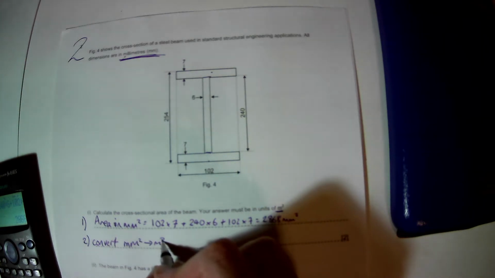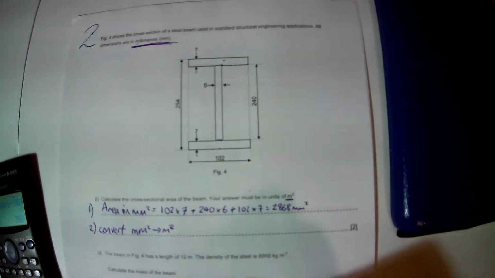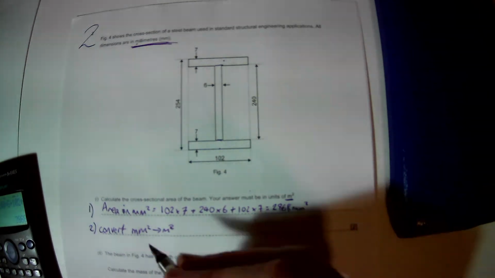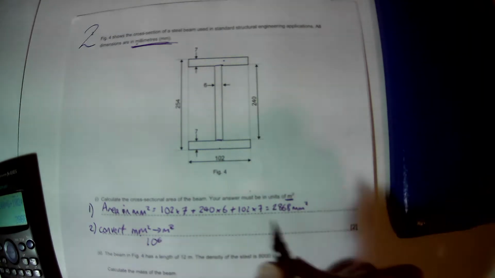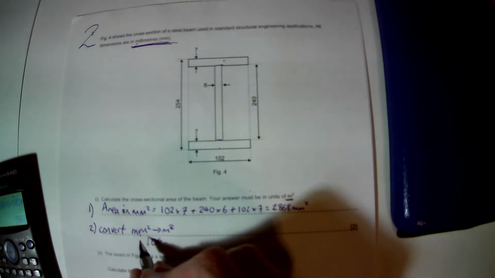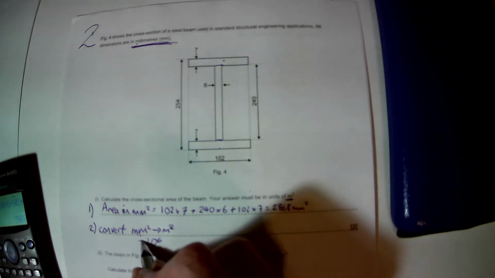Then I need to convert from millimeters squared into meters squared. You need to know either how to get your conversion factor or remember. The remembering one is between this and this is a factor of 10 to the 6. And because I'm going from many small ones to one big one, I divide.